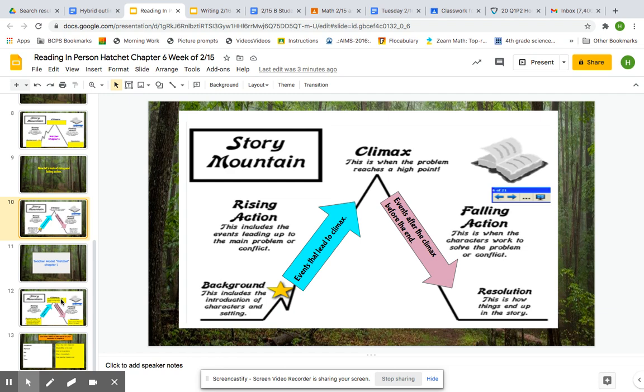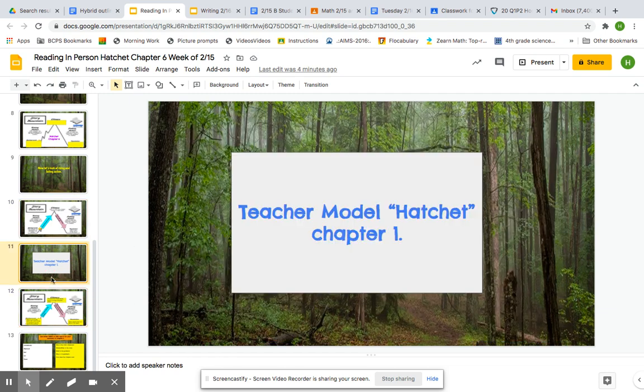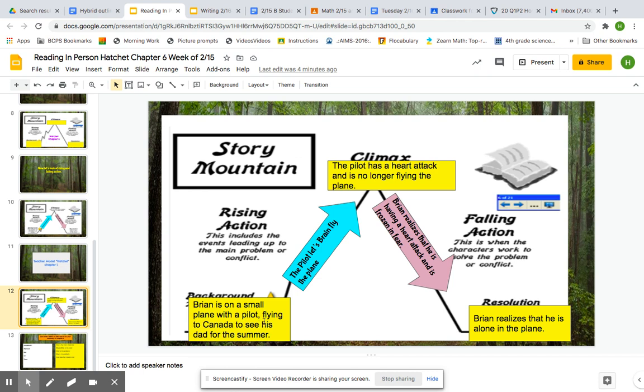So, for chapter 1, the events that happen in between Brian being on the plane and the pilot having a heart attack, I said that the pilot lets Brian fly the plane. That was one event that led up to the problem, the climax. And then the falling action was that Brian realizes the pilot is having a heart attack and he is frozen in fear. So the resolution is Brian realizes he is alone in the plane. So now, guys, this is what I have for the rising and the falling action today.